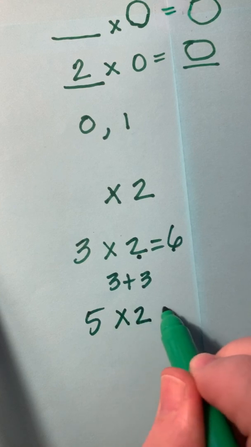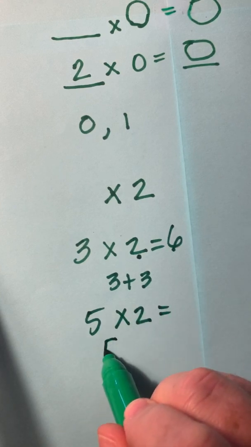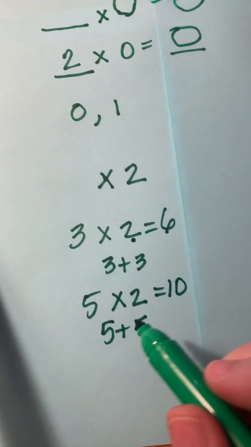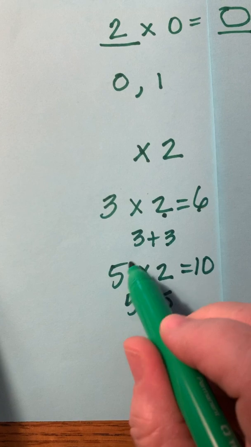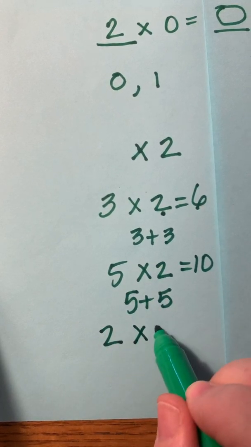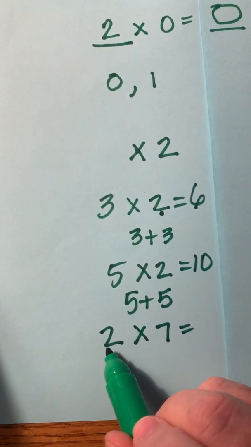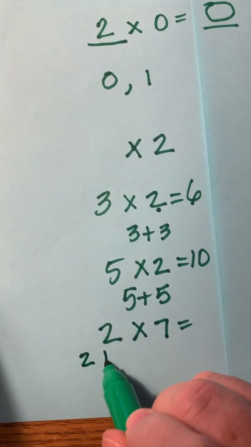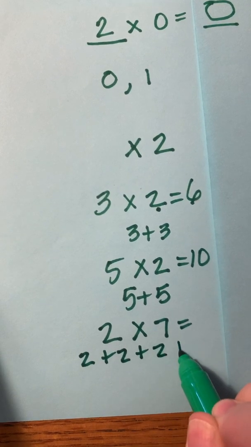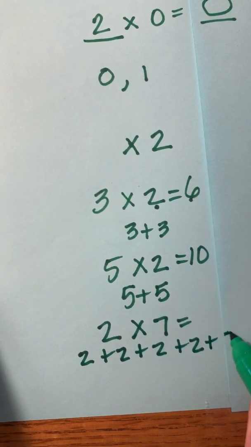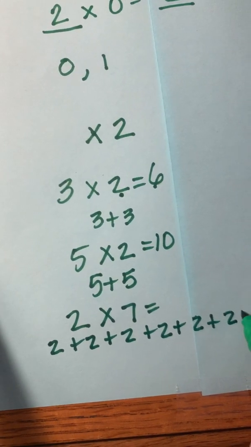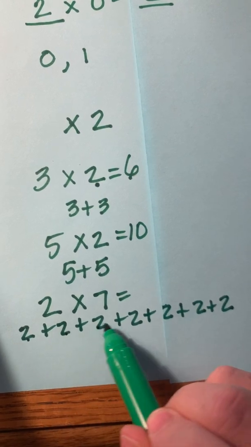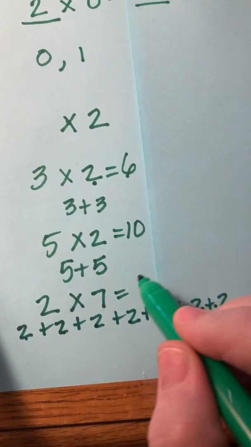5 times 2. Do we know that? What's 5 plus 5? 10. These are first grade things we learned. And you can flip this around. 2 times 7. You could line up 7 twos. Let's do it to prove to ourselves. 1, 2, 3, 4, 5, 6, 7. And just count by 2. 2, 4, 6, 8, 10, 12, 14.